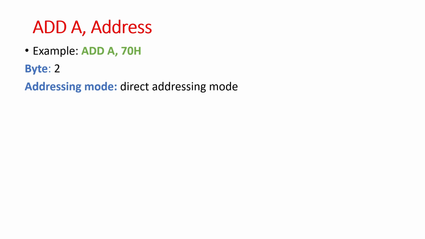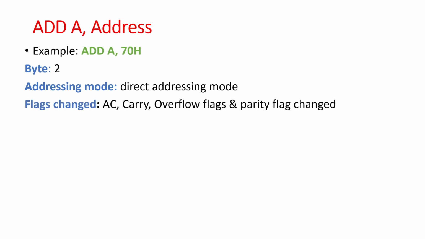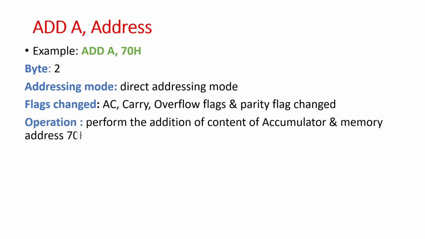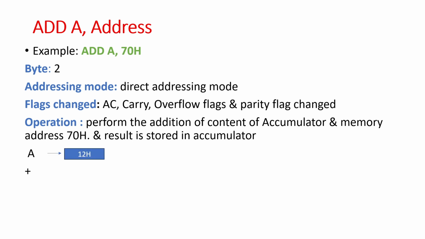See the next instruction, ADD A, address. The example is ADD A, 70H. This is a 2-byte instruction. Addressing mode is direct addressing mode, because here the address of the data is given. Flags, auxiliary carry, overflow and parity flags are changed. Now the operation. This instruction performs the addition of the content of accumulator and memory address 70H and the result is stored in accumulator. See, if the content of accumulator is 12H and the content of memory location 70H is 19H, then it will be added and the result of this addition is stored in accumulator.